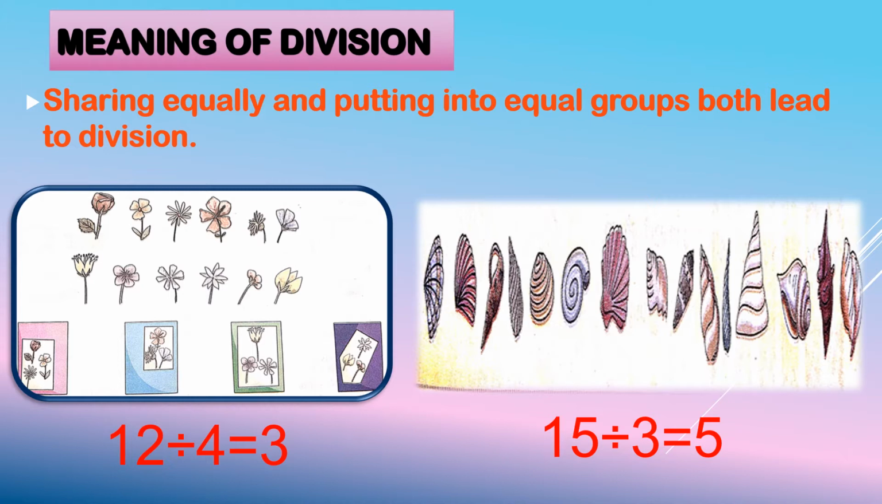And second is equal grouping. To find out the number of equal groups, you can also use division. For example, there are 15 shells and you have to put 3 shells in each packet. So how many packets are needed? For this, you can use division. 15 divided by 3 equal to 5. It means you have to use 5 packets to put 3 shells in each packet to complete 15 shells.